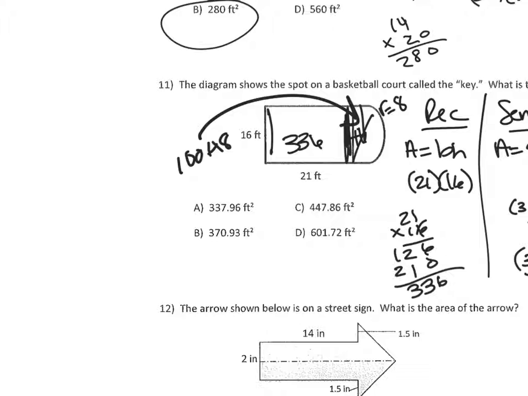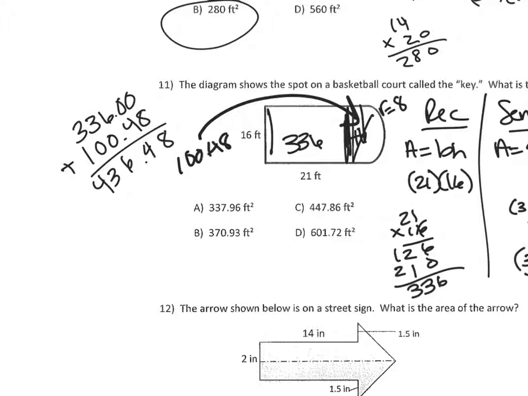So I need to add these 2 areas together. So 336 and 100.48. If you have a whole number and you're adding it with a number that has a decimal, add decimals to that whole number. You have to line it up.